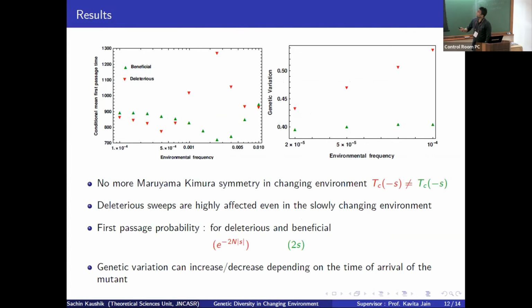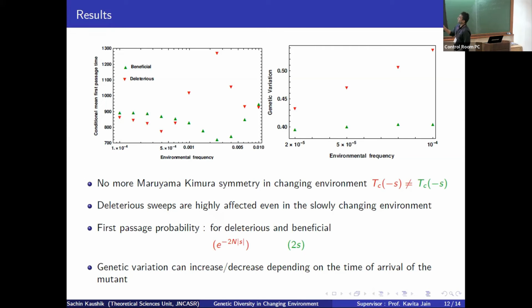Then, as you can see, in the changing environment, the conditional mean first passage times for the beneficial and the deleterious mutations start to separate out. As I said, they were identical in the static environment, whereas now they have started to differentiate. In fact, the effect is stronger for some intermediate frequency. And again, when the environment changes very fast, you expect it to behave like the average environment, like a static environment, where again there is a symmetry.